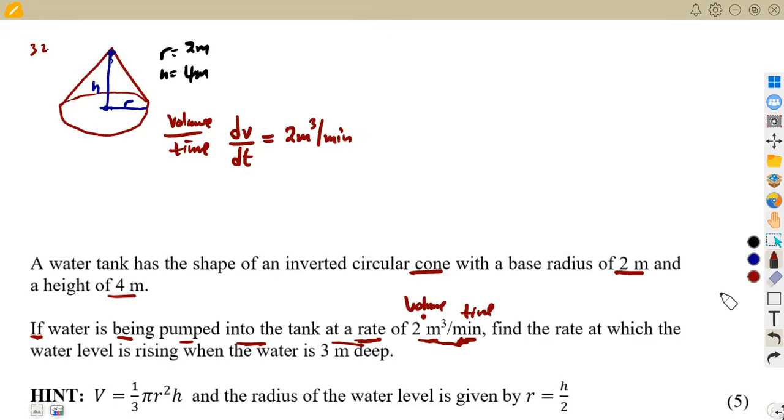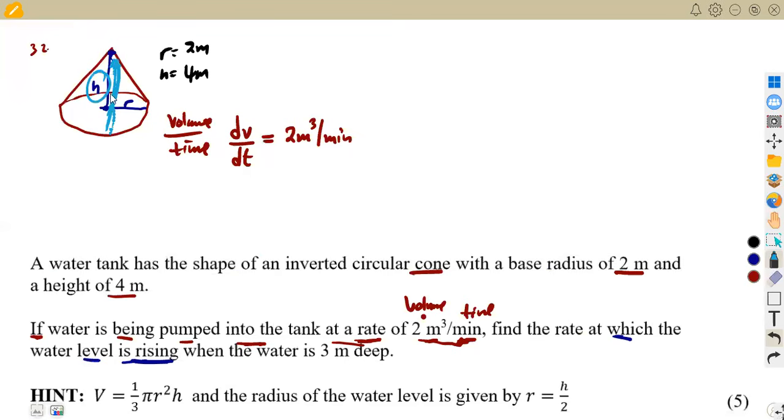Take note about the question now. The question is now, find the rate at which the water level is rising. Take note, the water level is rising. Let us take note on our diagram. This is our water level. It is rising. It is going up. What is being affected if the water level is going up?